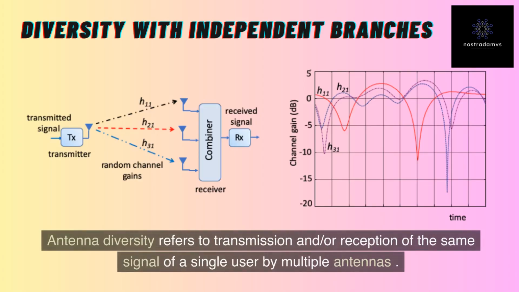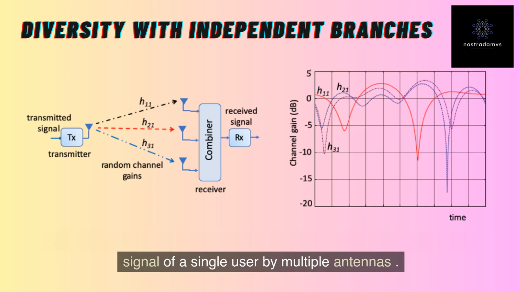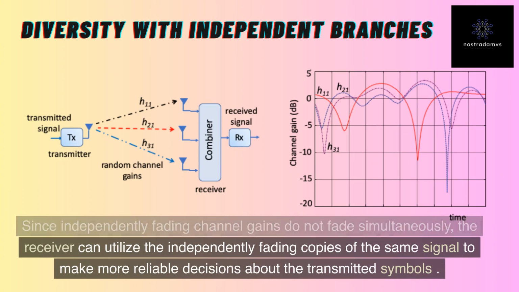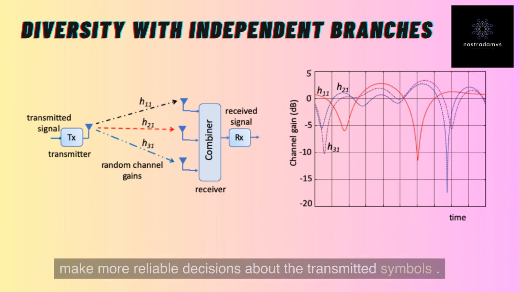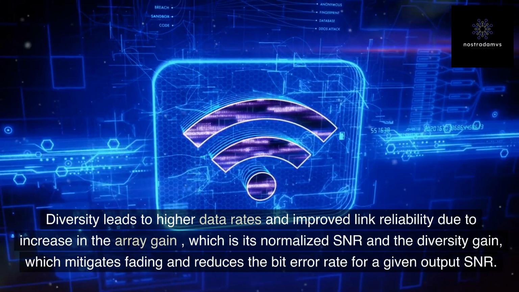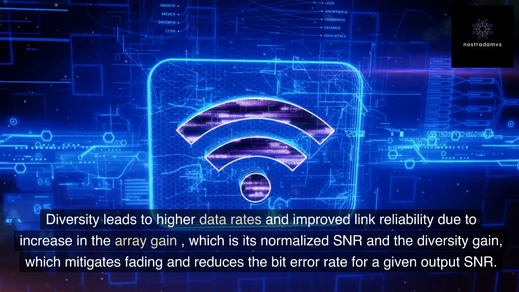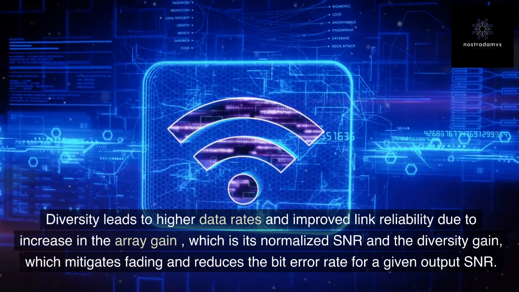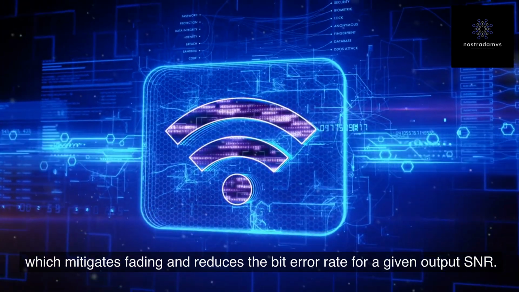Antenna diversity refers to transmission and/or reception of the same signal of a single user by multiple antennas. Since independently fading channel gains do not fade simultaneously, the receiver can utilize the independently fading copies of the same signal to make more reliable decisions about the transmitted symbols. Diversity leads to higher data rates and improved link reliability due to increase in the array gain, which is its normalized SNR, and the diversity gain, which mitigates fading and reduces the bit error rate for a given output SNR.